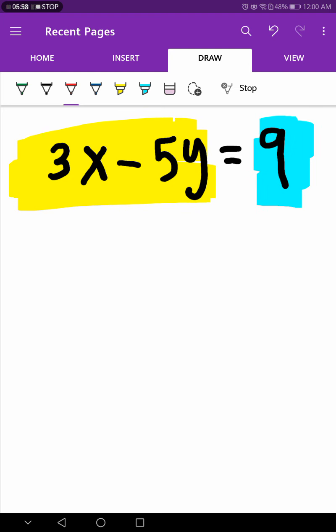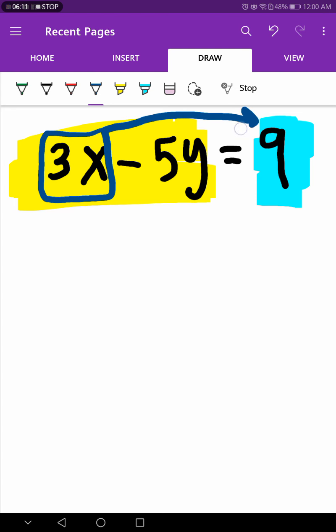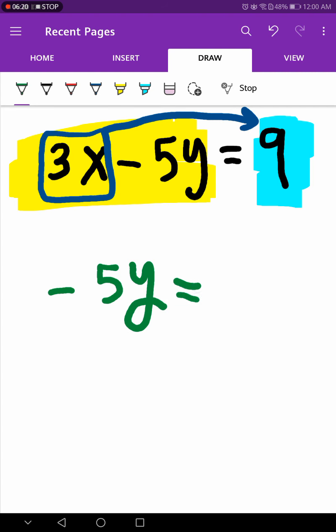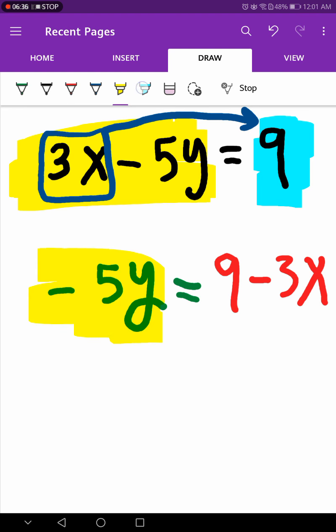First of all, the y is on the left side, so any variable beside it, I have to move it. So I will move the 3x to the right side. So negative 5y is left on the left side, and the right side becomes 9 minus 3x. Everyone should know what happened here. I'm sure you know. Okay, now again, left side and right side.